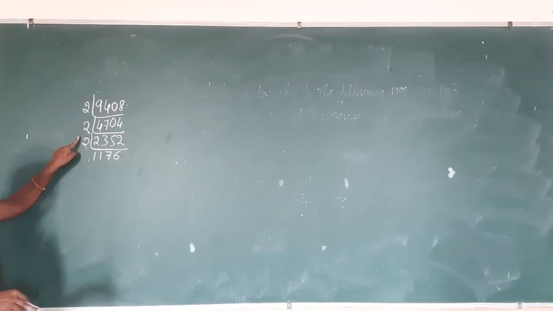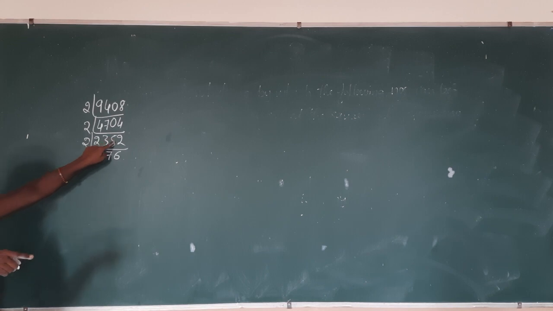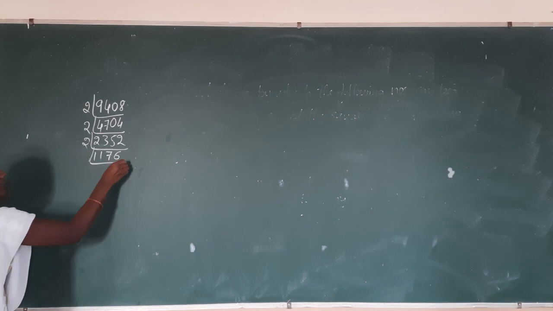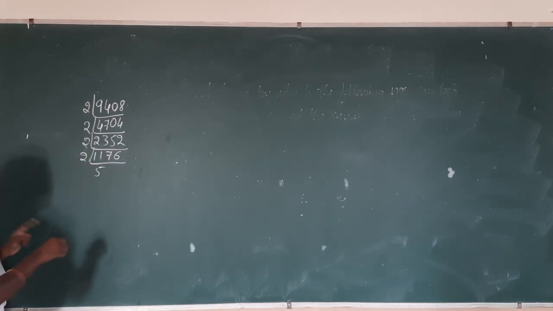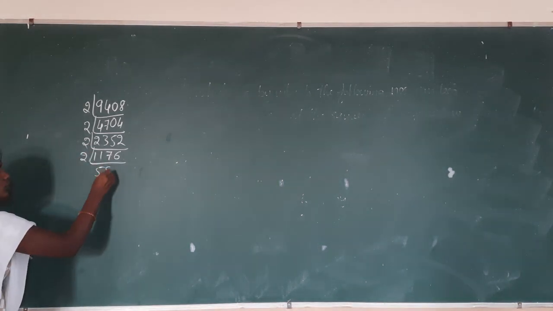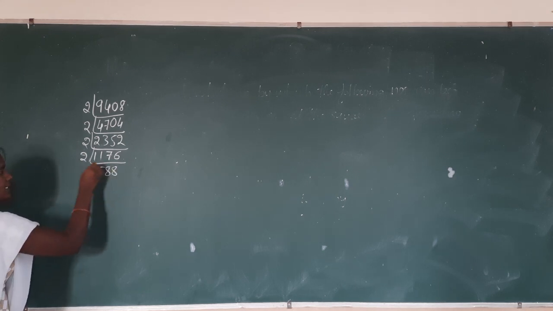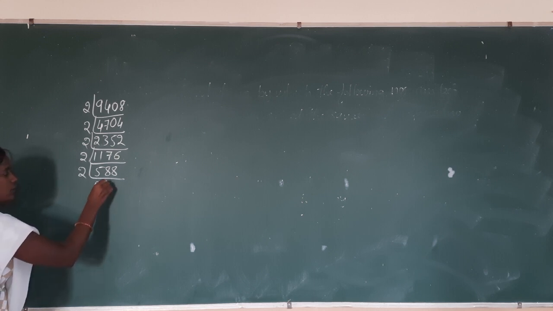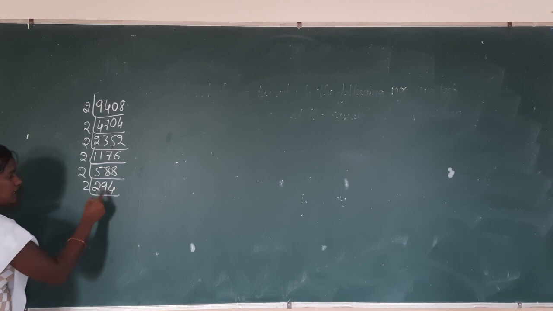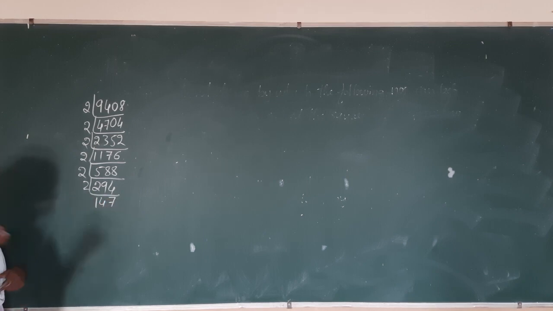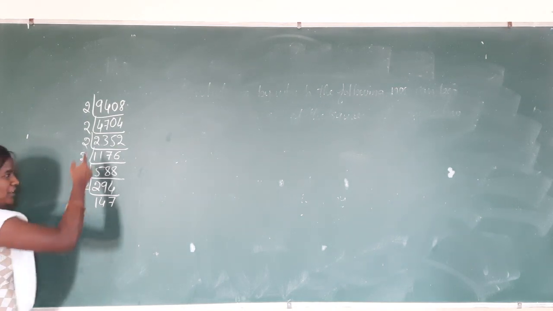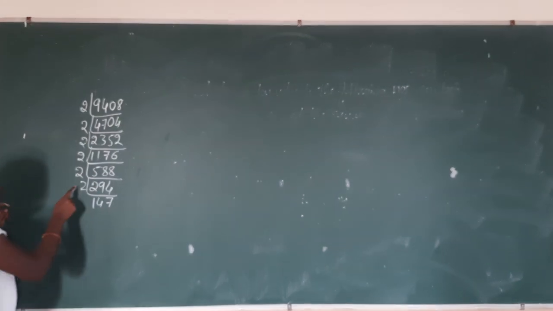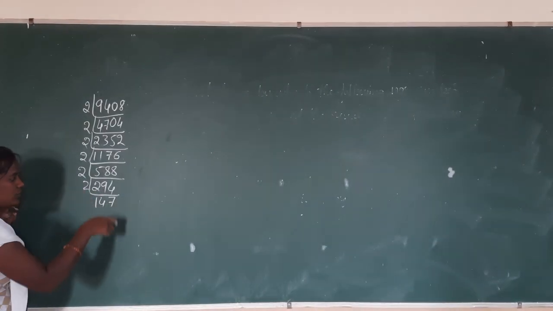Are you getting? 2 1s are 2, 1 left, 15, 2 7s are 14, 1 left, 2 6s are 12. Then 2 5s are 10, it is 17, so 2 8s are 16, 1 left. Yes. 2 2s are 4, 1 left, 2 9s are 18, 2 4s are 8, 2 7s are 14. Yes. You have to do like this only. 2 1s are 2, 2 4s are 8, 2 7s are 14.